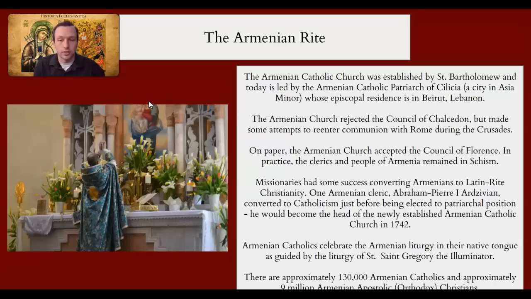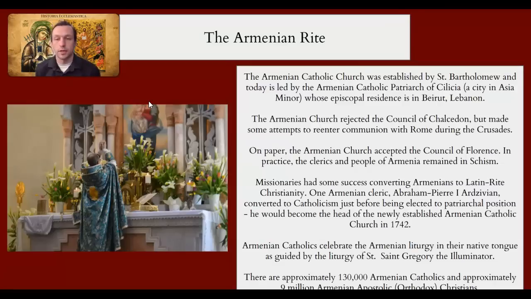During the Armenian genocide of the 20th century, a number of Armenian Catholics were sent into exile, and the Armenian Catholic Patriarchate has been outside of Armenia ever since. Now, in the ancient days, the Armenian Church rejected the Council of Chalcedon, once again rejecting that Jesus is only one divine person, stating that he is both a human person and a divine person, making him two persons. But they did make some attempts to re-enter communion with Rome during the Crusades.